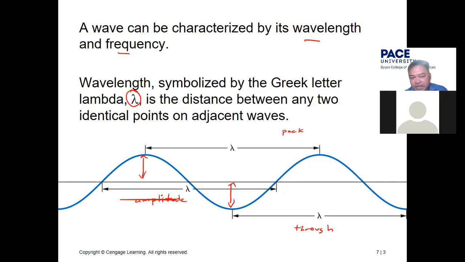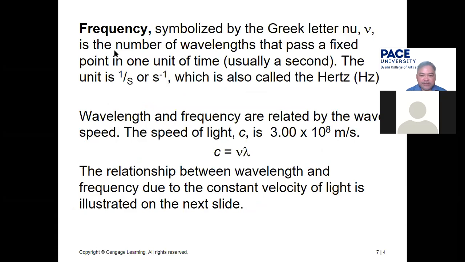Okay. Now, another characteristic of a wave is what we call the frequency. So frequency, as symbolized by the Greek letter nu, is the number of wavelengths that pass through a fixed point in 1 unit of time, usually a second. So the unit of frequency, or 1 per second, is called the hertz.